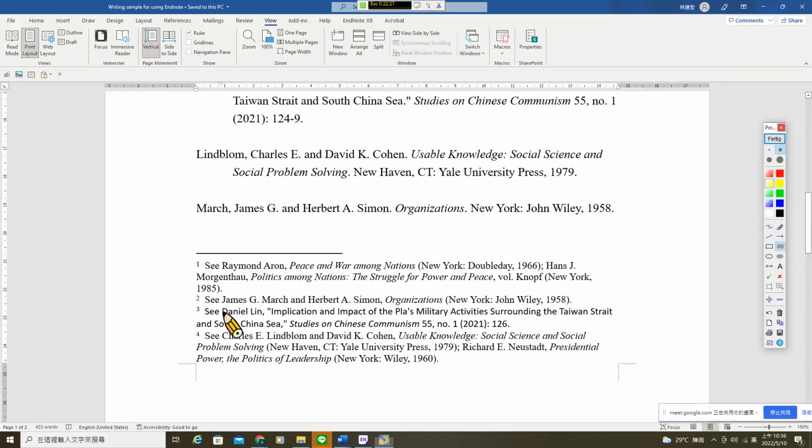Do you see this one? So Daniel Lin, implication and impacts of PLA's military activities surrounding the Taiwan Strait, study on Chinese communism, volume 55, number 1, 2020, and this is page 126. You have to identify the page. And of course, this is not written by me. I just use this as an example, just invent some fake article. But I just give you an idea. Even if I want to cite myself, I need to point out the source and the page. This is the page.